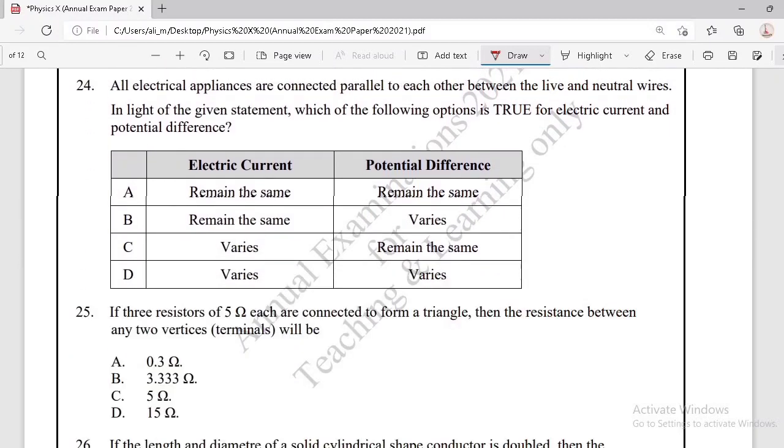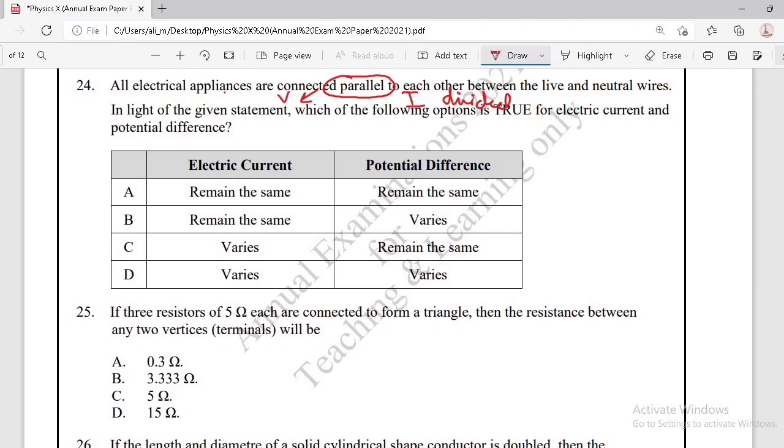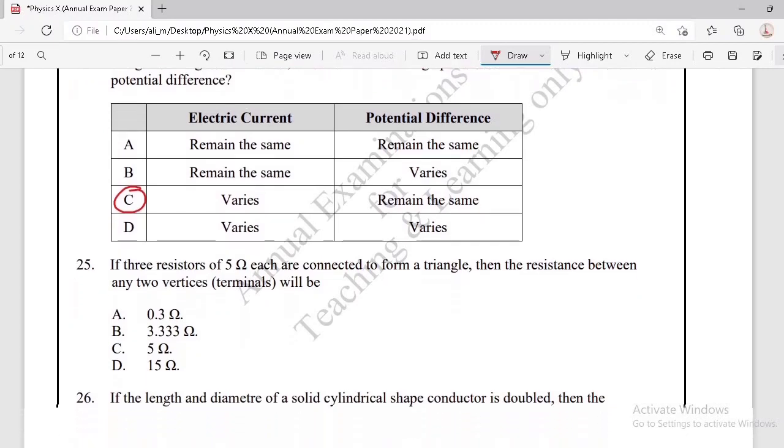Now let's see question number 24. All of the following appliances are connected parallel to each other between live and neutral wire. In the light of the given statement, which of the following statements is true for electric current and potential difference? So we know that in parallel combination, current I is divided while the potential difference V is the same. So for question 24, option C would be the right answer, that electric current changes while potential difference remains constant.